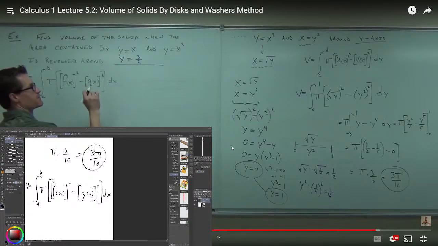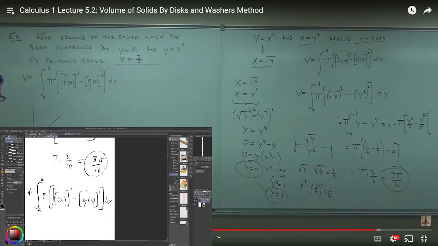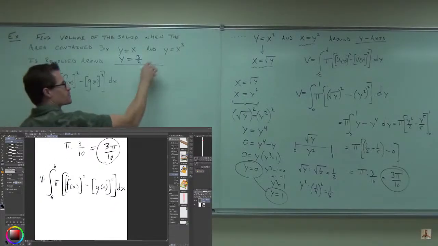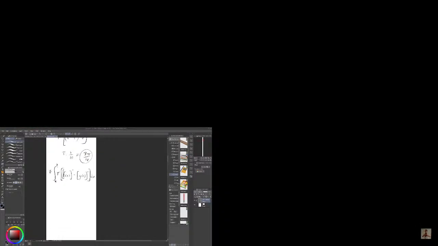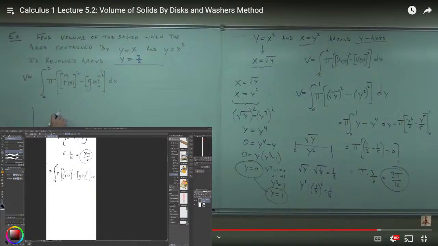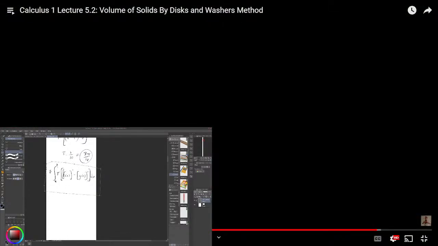Now that's a pretty easy function. That just says y equals x, yeah? And this one says y equals x cubed, which looks essentially like this for this interval. And if you really want to find out where they intersect, how could you do it?